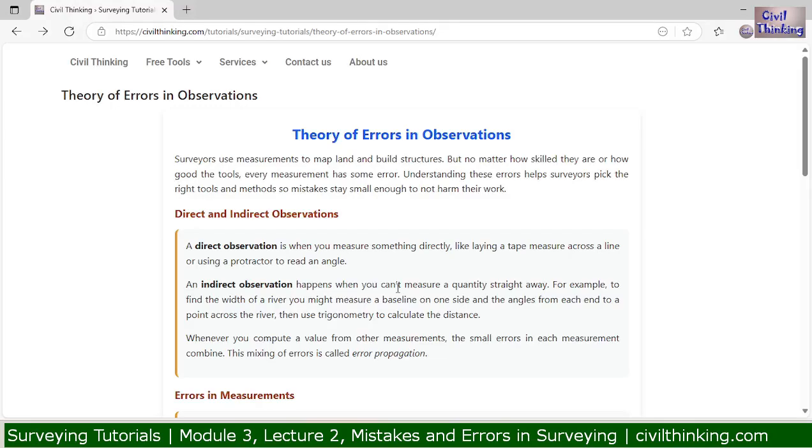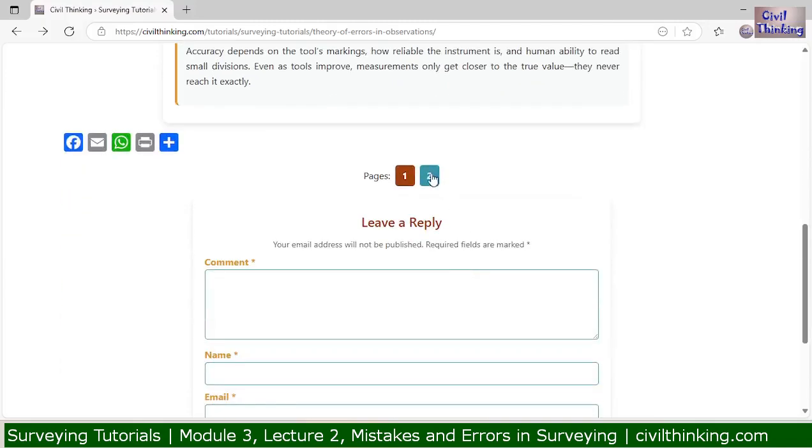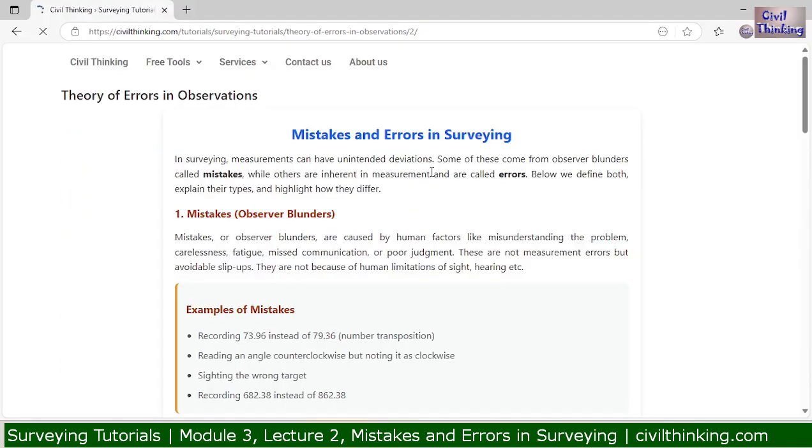Welcome to Surveying Lectures by Civil Thinking, and this is another class in the module Theory of Errors in Observations. Now in this class we are going to talk about errors and mistakes. This is our second lecture, mistakes and errors in surveying. So let us read.